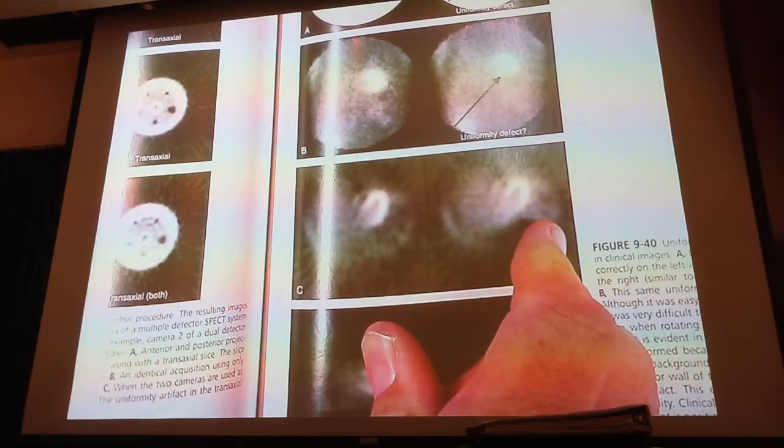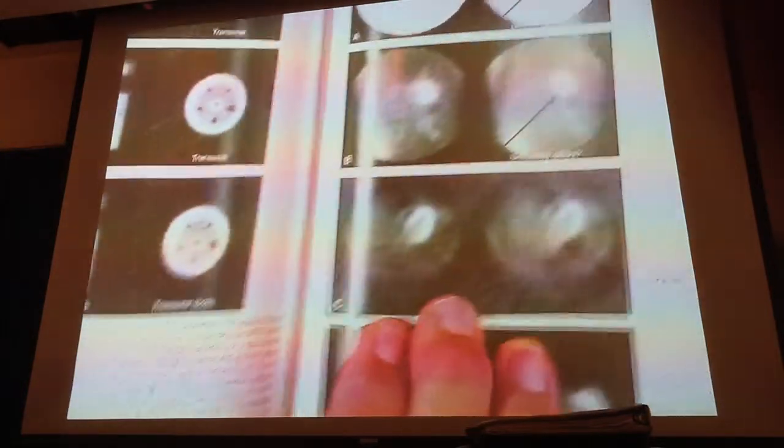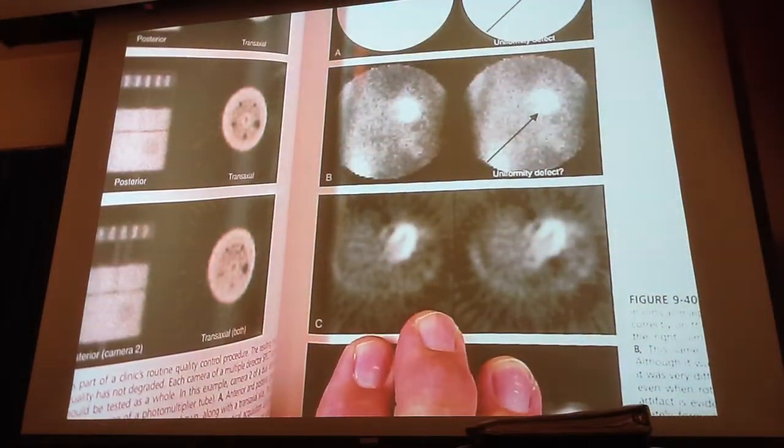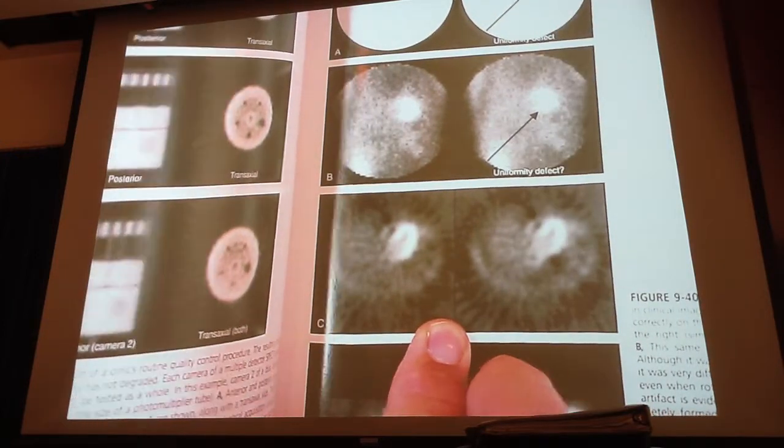Fairly sensitive to not doing that uniformity correction. Normally if they just do a uniformity flood, it's really obvious, but this one, can you all see that? So anytime they talk about ring artifact, that's what they're talking about.